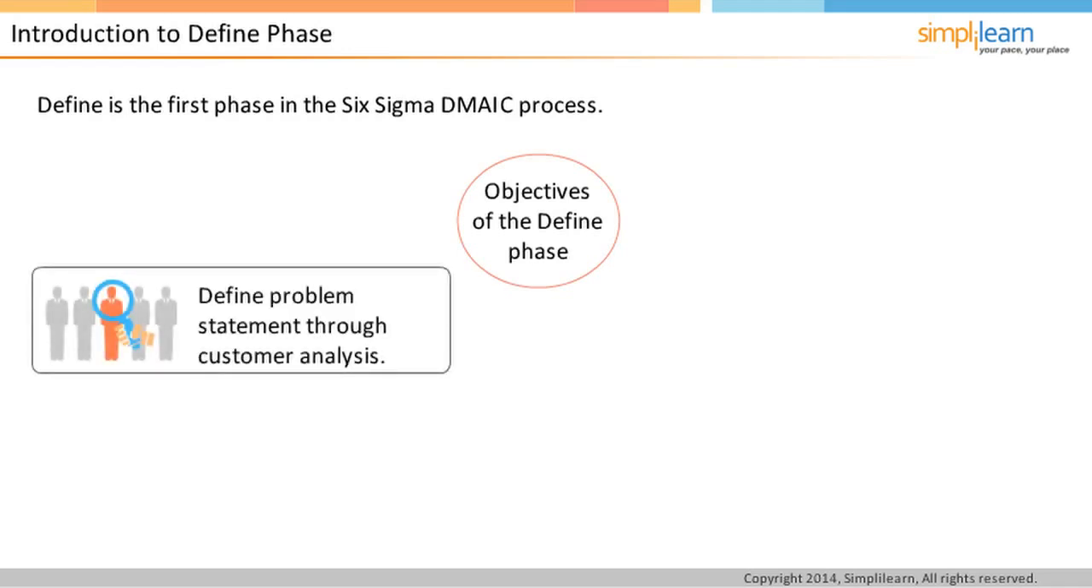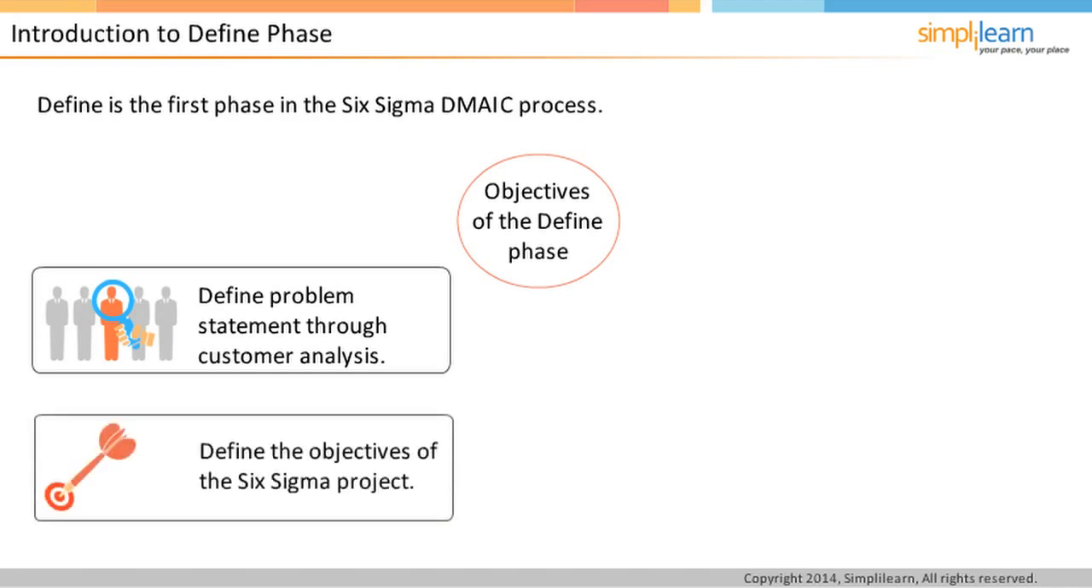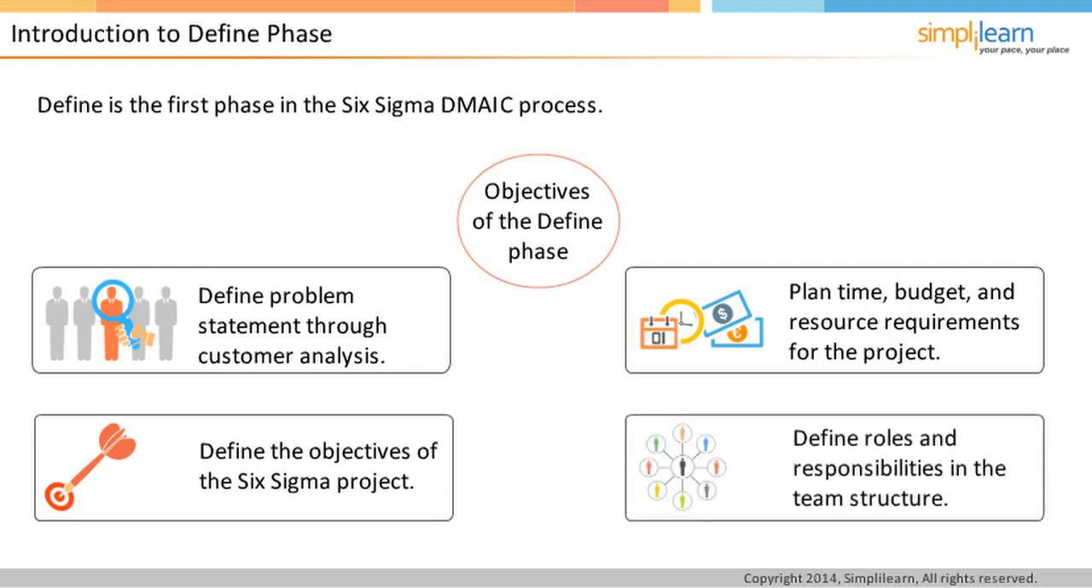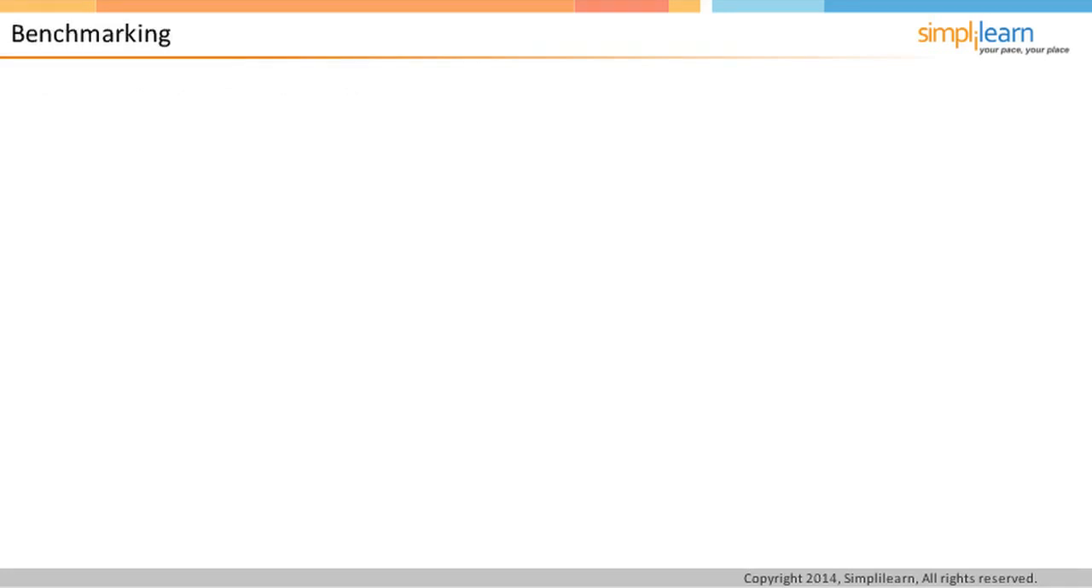Clearly define the problem statement through customer analysis. Understand customer requirements, and ensure that the Six Sigma project goals are aligned to these requirements. Define the objectives of the Six Sigma project. Plan the project in terms of time, budget, and resource requirements. Define the team structure for the project and establish roles and responsibilities. In the next screen, let us learn about benchmarking.